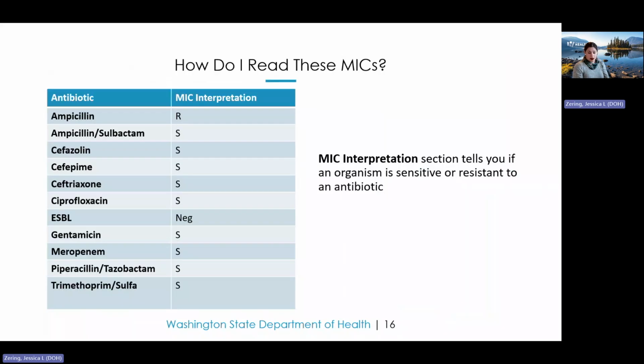Now, the next question you may have on your mind is, how do I read these MICs? These numbers are very confusing, and you're right, they are extremely confusing. What I would encourage is to look at that column that says MIC interpretation right there. That is the lab helping to translate all those confusing numbers into something that can be clinically actioned upon. The MIC interpretation section is going to tell you if that organism is sensitive or resistant to an antibiotic, and that is a section I encourage you to pay attention to.